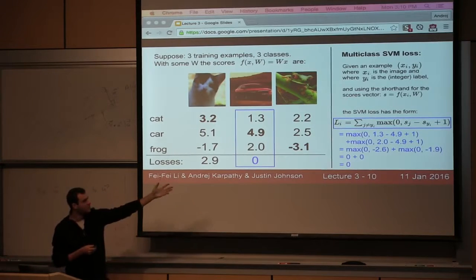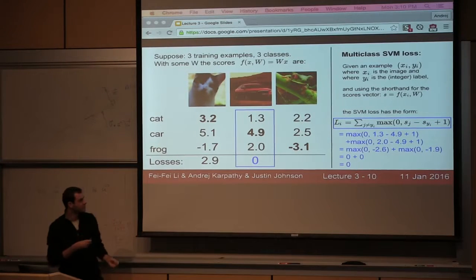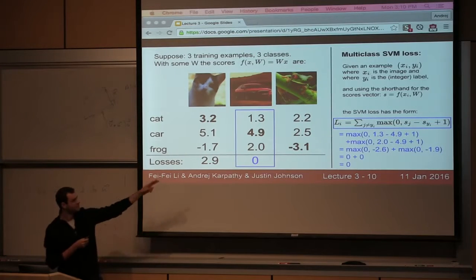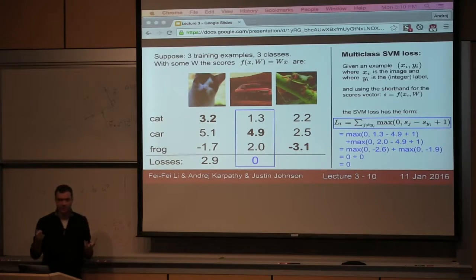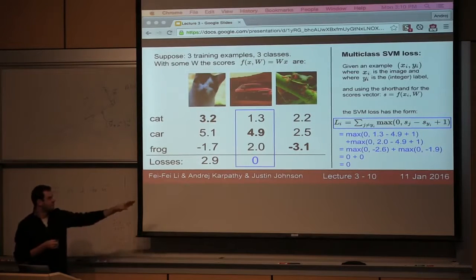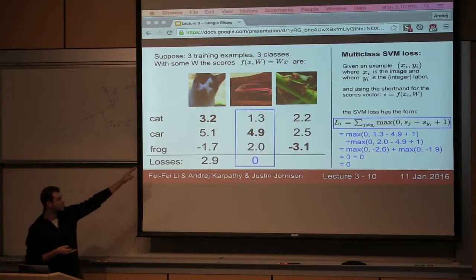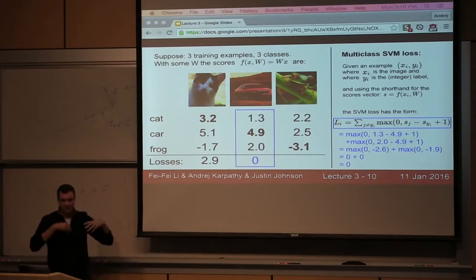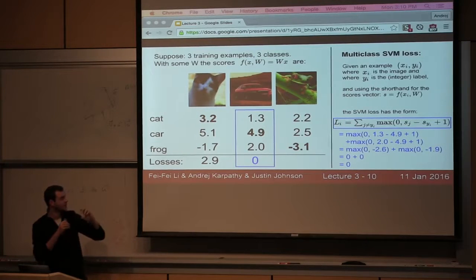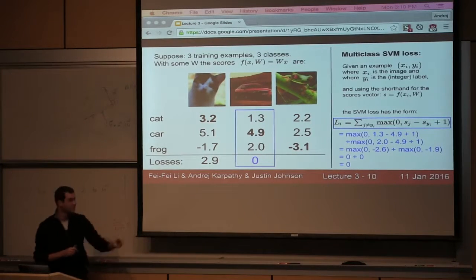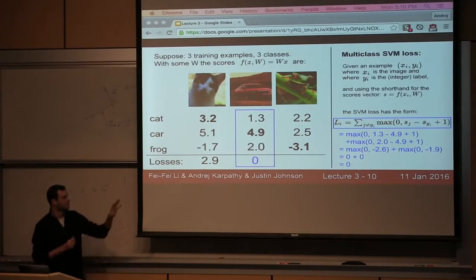So we get 1.3 minus 4.9, add a safety margin, and the same for the other class. So when you plug it in, you actually end up with a loss of 0. And the loss of 0 intuitively is because the car score is higher than all the other scores for that image by at least 1, right? That's why we got 0 loss. So the constraint was satisfied, and so we get 0 loss.